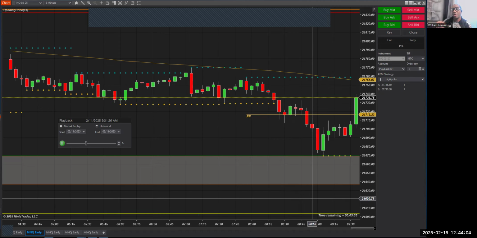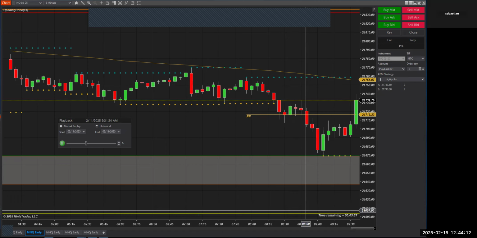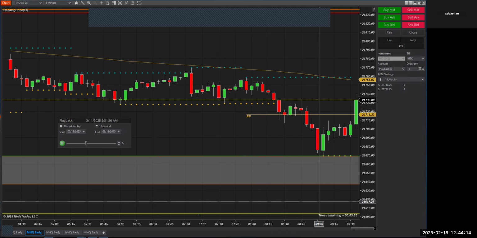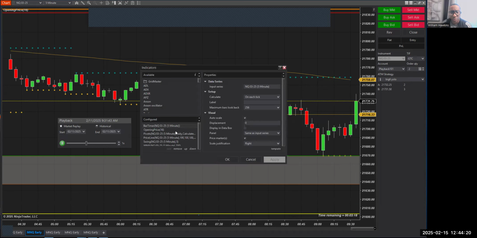Yeah, well, you're an hour behind, right? Yeah, I'm an hour behind. Yeah, at 4 o'clock it should have still been open. That's why I don't know how to fix it. Here, if you right click and go to indicators, at the bottom you could just remove bar timer and then add it back. It probably just needs to be reset.